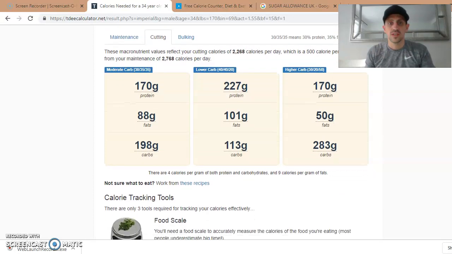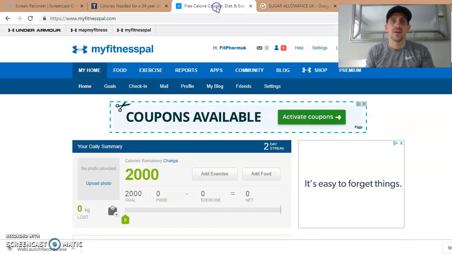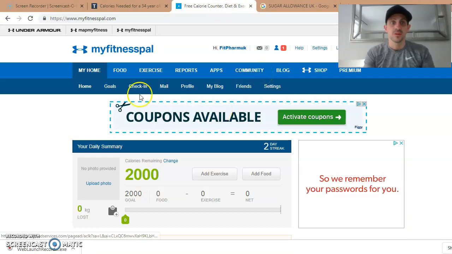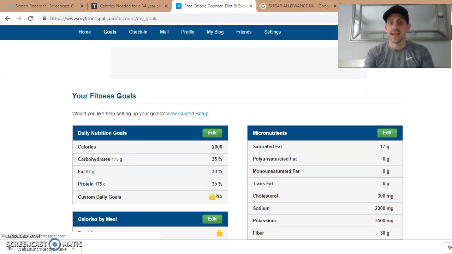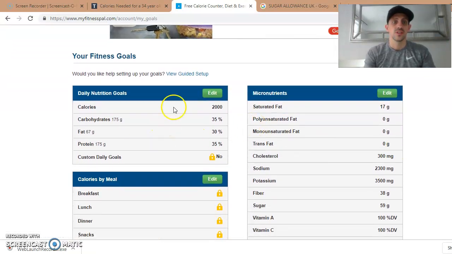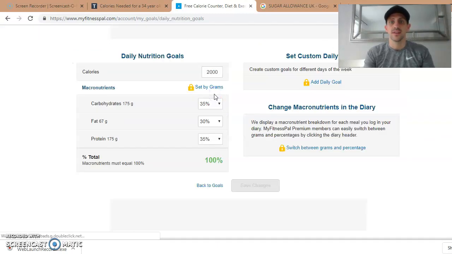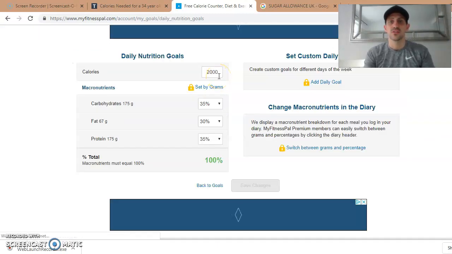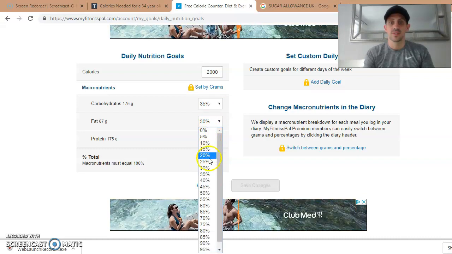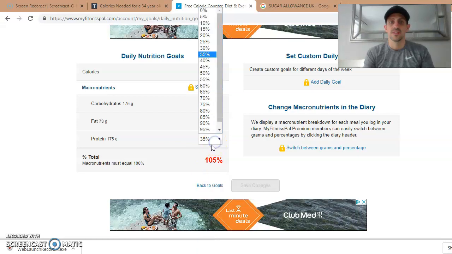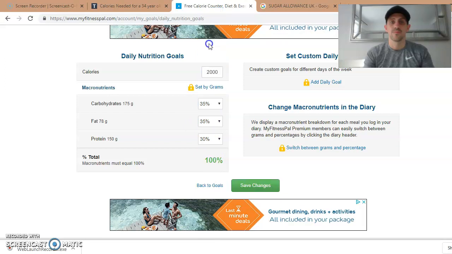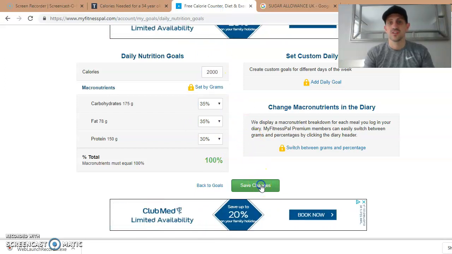So once you've got those details, you go into MyFitnessPal and go to goals, and once you're in goals you can then put those numbers in. So you can see here, nutrition daily goals, right? If I wanted to edit that, and I was 500 calories in deficit, mine is already at 2,000. I've already put my carbs, so my carbs are going to be 35% of my diet. My fats is 30% of my diet, 35%, sorry. And my protein is 30%. So then you can see it's 100, save changes.